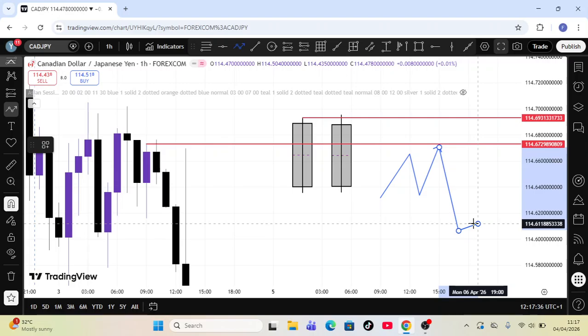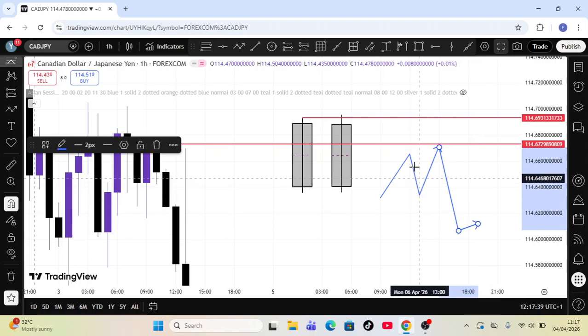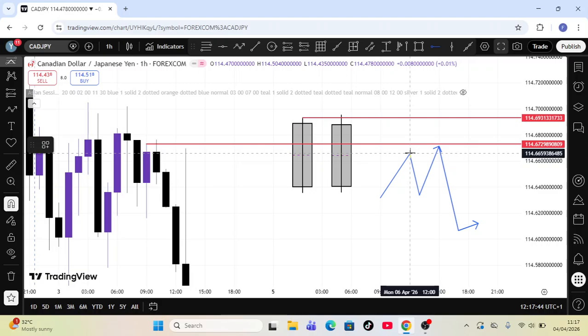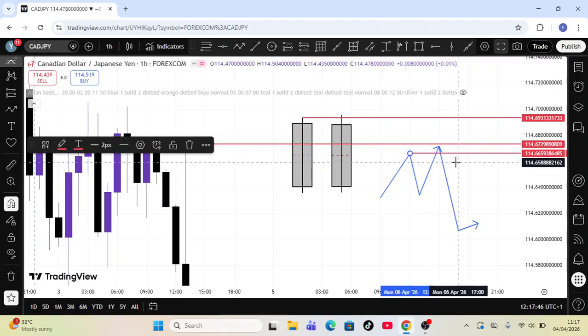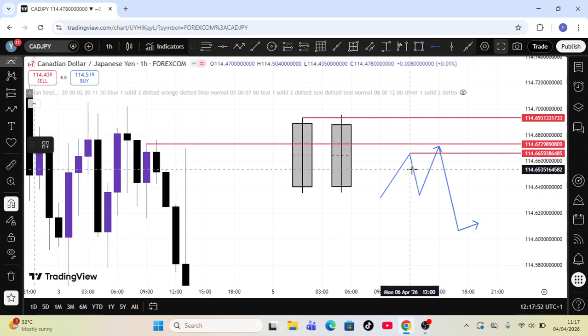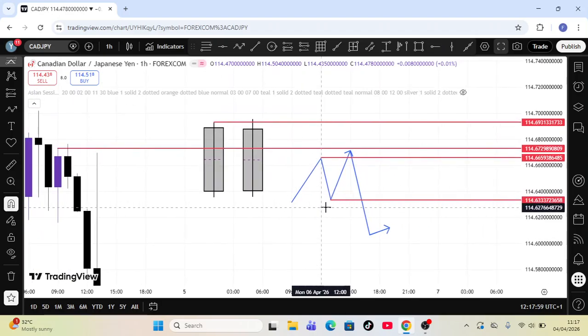So when you get your sweep, this is the sweep. After you got your sweep, you come and mark the high that caused the what? The sweep. You can see when you scale to the 5 minutes time frame, this will be the sweep like this. And the high that caused the sweep, you mark it.